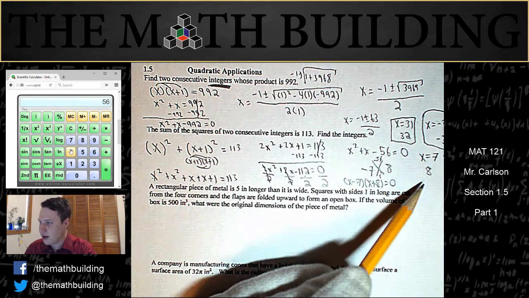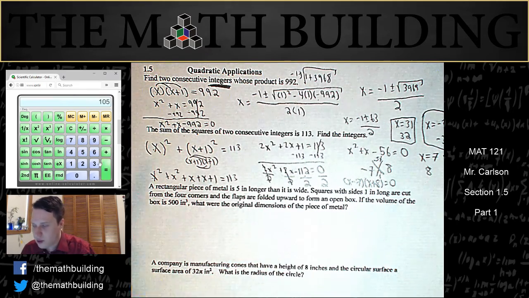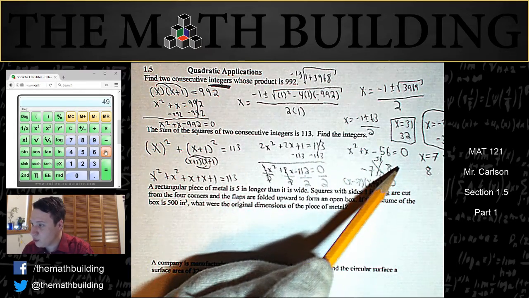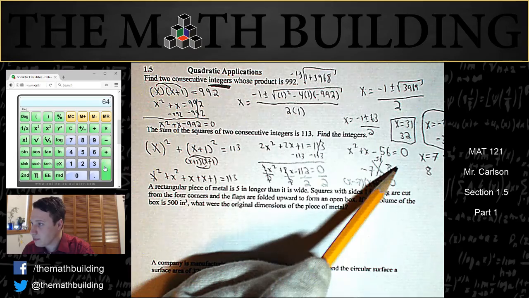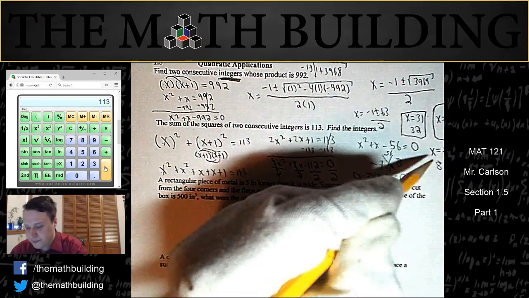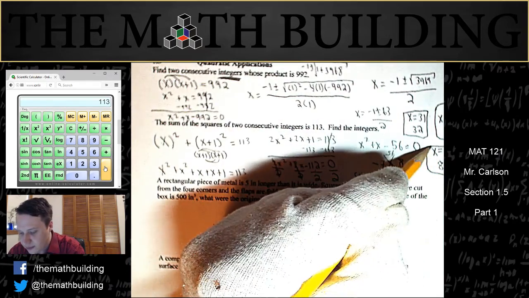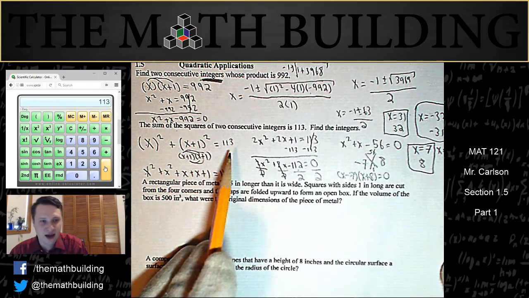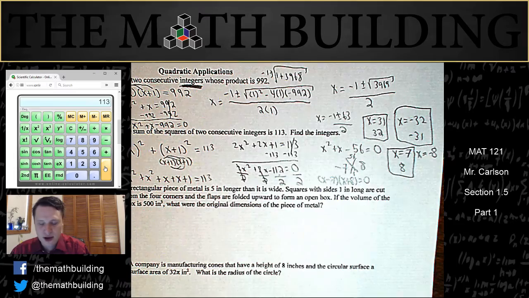So let's do 49 plus 56. Ooh, something happened. Oh, I'm sorry, it's 64. 7 squared is 49, plus 8 squared would be 64. And we get 113. So 7 and 8 are two numbers that would work because they're consecutive and their squares add up to 113.